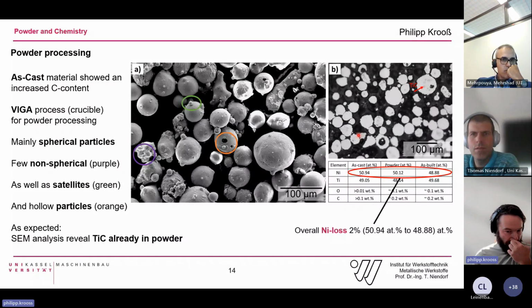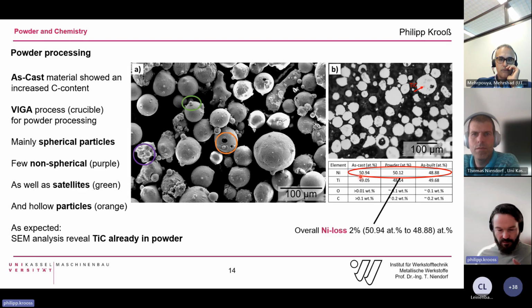One thing I need to mention: because it's in a vacuum chamber, during processing from the as-cast, so the whole production range, we lost about 2% of nickel. So in the as-built state, it's only 48.8 or 48.9 atomic percent nickel, coming from around 59.